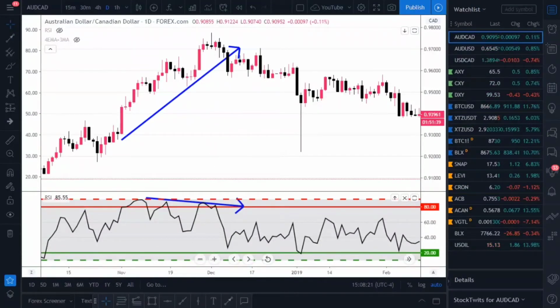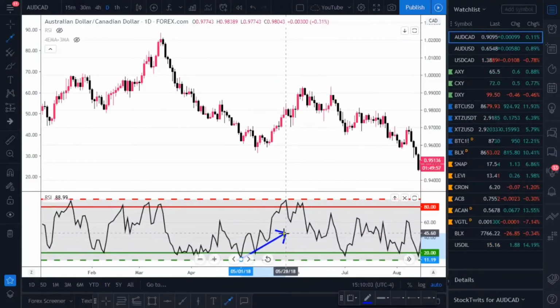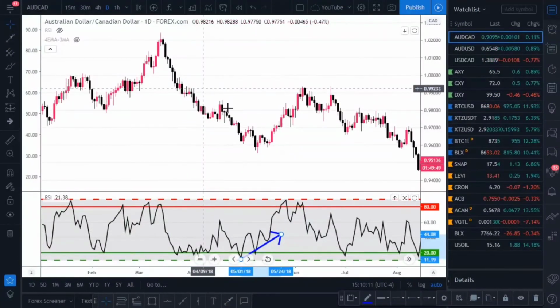So let's look for a couple more. So we are still on the daily. Here's another one where price got down here and decided that it wanted to go up, but it started letting you know back here. Meanwhile, price was making lower lows. Here it was making higher highs.